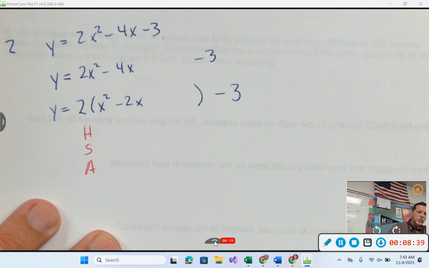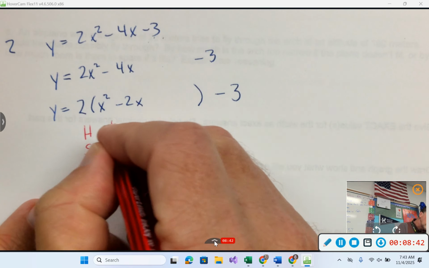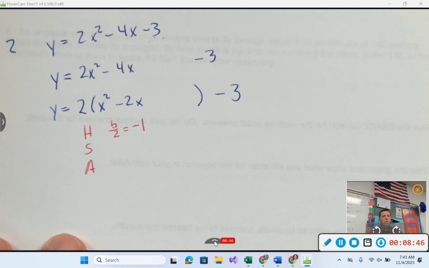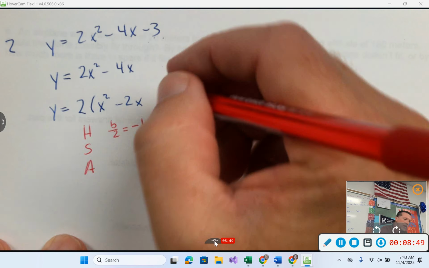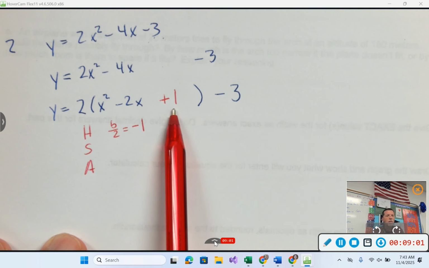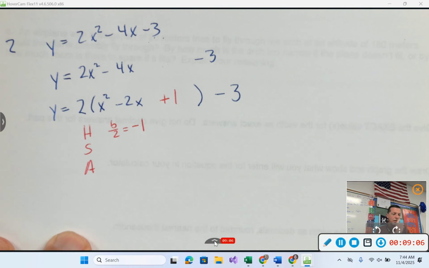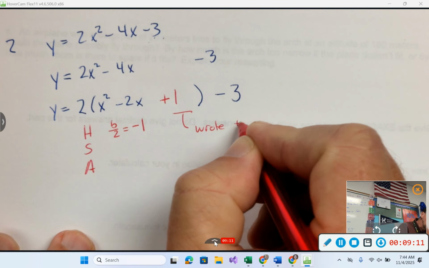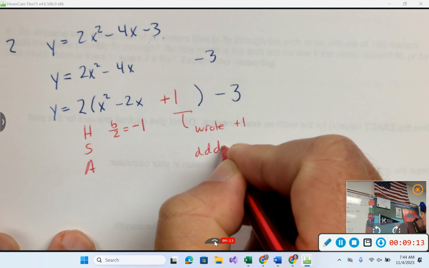Okay, let's half it, square it, add it. So b over 2 is negative 1. Square that, we get positive 1. So we write plus 1 right there in order to complete the square. But when I wrote plus 1, what did I really add by writing that plus 1? I wrote plus 1, but we really added 2.